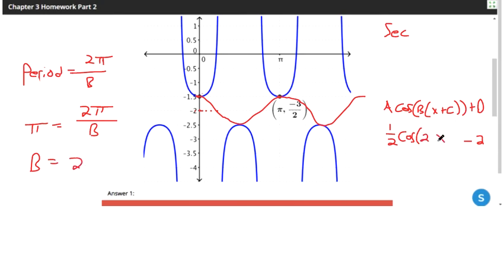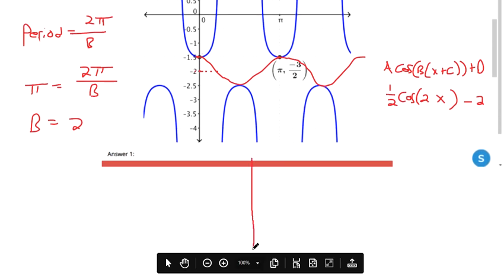And then there's no horizontal shift. We start right at x equals 0. If the graph was like this that we were trying to make, let's make this be the peak. Right? This doesn't start at x equals 0. This has some sort of horizontal shift going on.